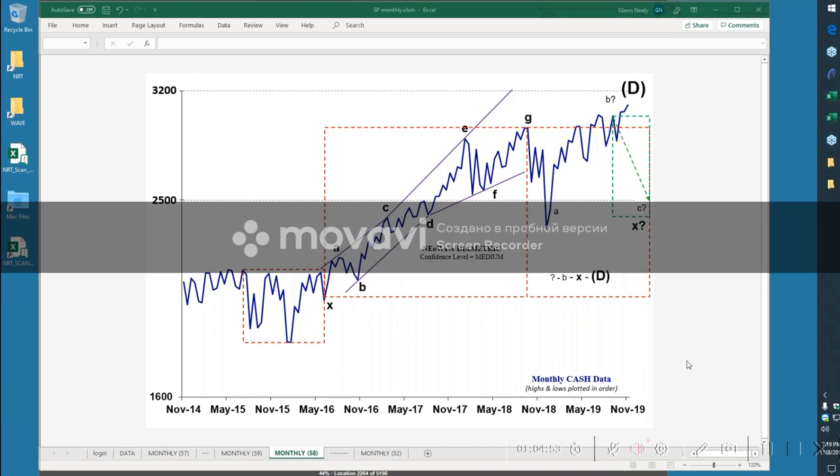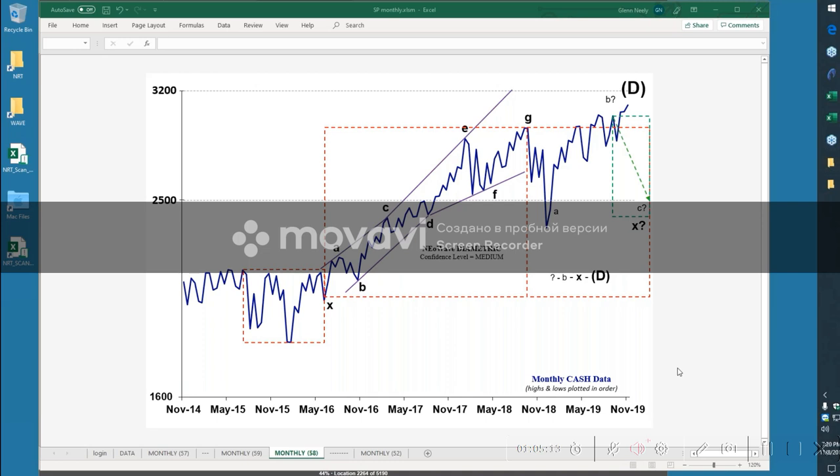Yeah, that can't happen, Hamid. You can't have wave A take 2 days and B take 10 days and wave C take 2 days. That can't happen. In a flat, that's impossible. In a zigzag, that's impossible. So it could be a triangle, but it can't be a flat or a zigzag. So realize these rules are very crucial for the development of flats and zigzags.